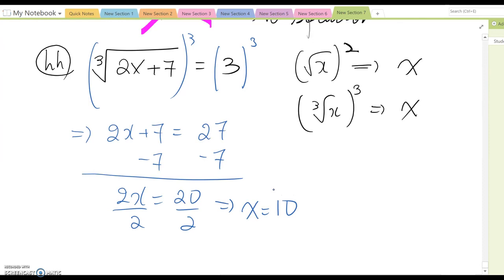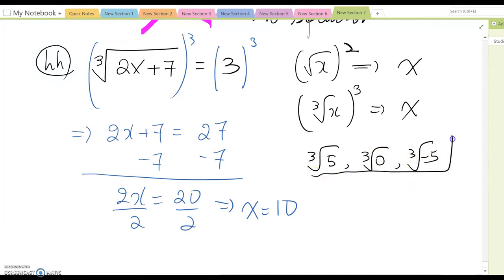But this time we are dealing with the cube root function. In the cube root case, cube root of 5, cube root of 0, cube root of negative 5, they are all working, so checking is not necessary. So that's the answer.